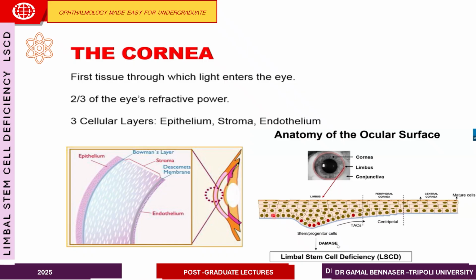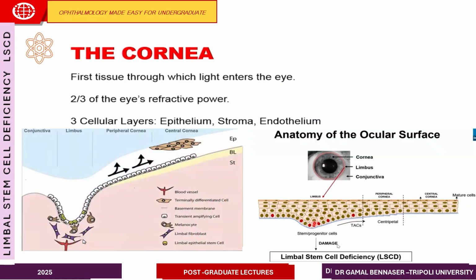Now, the limbus, as you can see, is the transitional zone between the conjunctival epithelium and the corneal epithelium, so that the stem cells are placed in the basal layer here. And as you can see, these cells, upon stimulation, will start to proliferate, migrate, and differentiate to cover any defect and maintain the homeostasis of the cornea.